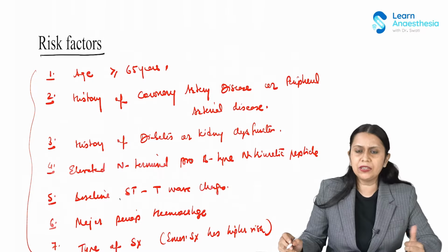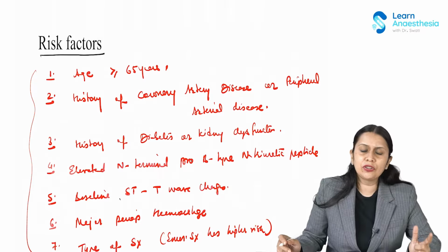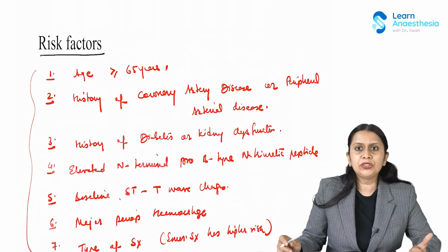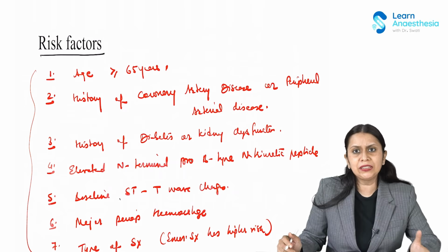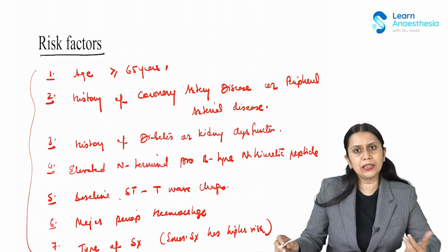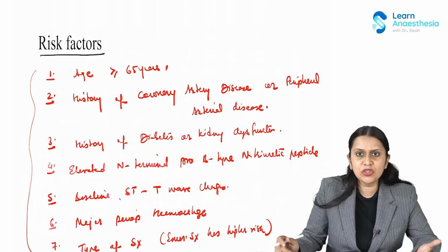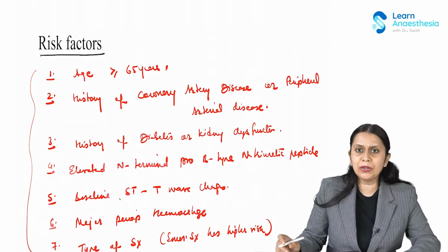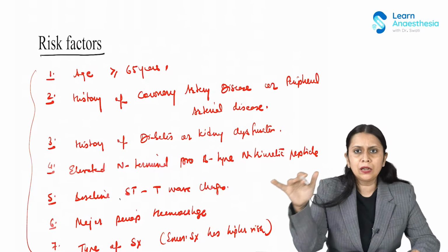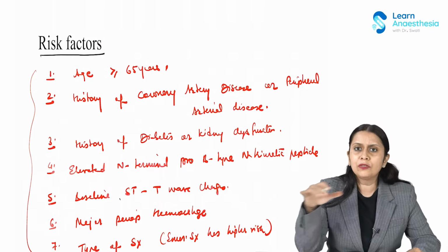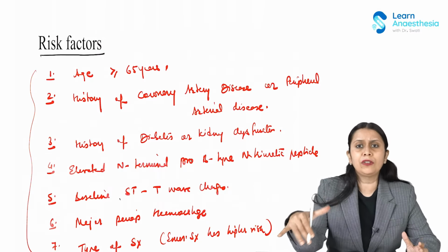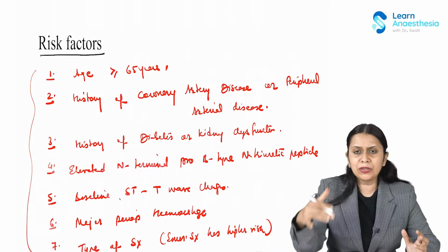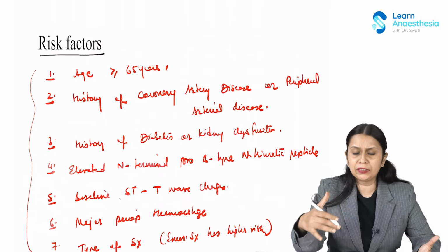Age above 65 years, underlying coronary artery or peripheral arterial disease, then patient having history of diabetes or renal dysfunction, patient with an elevated BNP, pro-BNP level, then patient having a baseline ST-T changes, and the patient having, let's say, heavy major hemorrhage in the perioperative period, and patient coming for emergency surgeries. These are the patients at a higher risk. But there are some risk indices factor calculators also, which help us in estimating the risk of the major cardiac event in presence of some underlying independent predictors present in the patient.